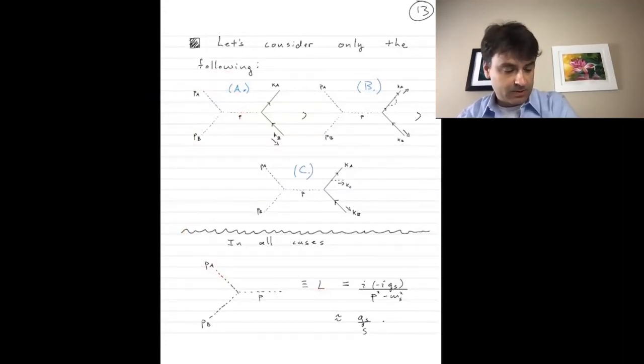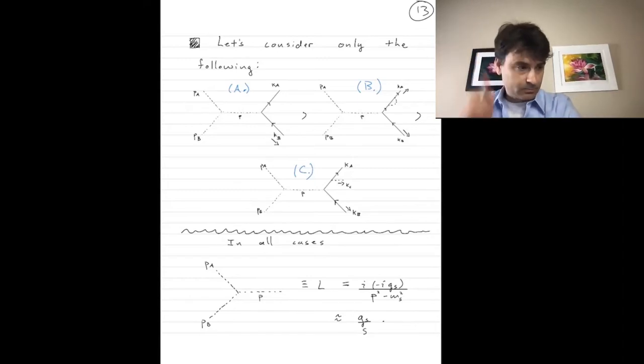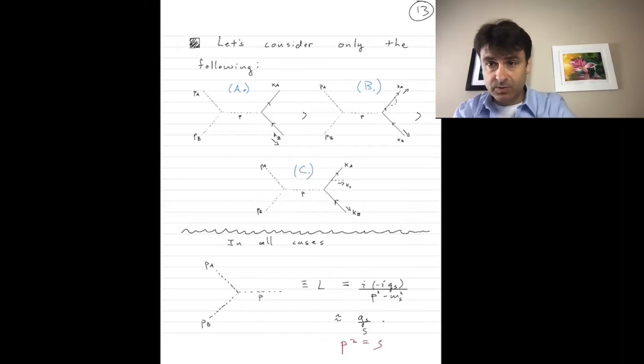And all it is is this propagator, which is i over p squared minus m scalar squared, and this vertex, which is minus i gs. And so it's simply approximately gs over s. I put approximately over s because in the end, I'm going to look at the limit that s is much larger than the masses squared. Okay, and remember that p squared is equal to s, because it's just the center of mass energy squared.